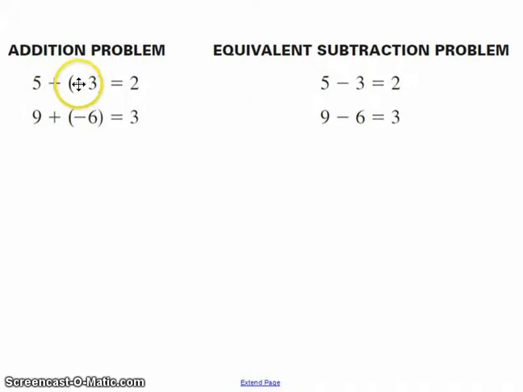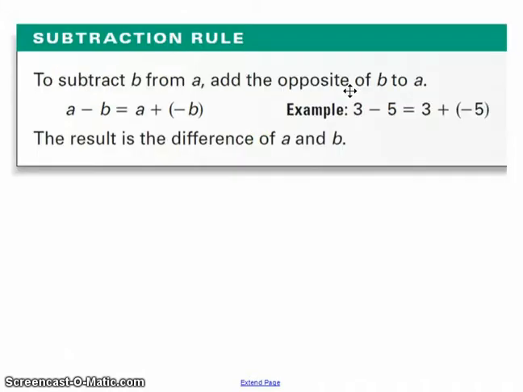So 5 added to negative 3 is the same thing as 5 minus 3. And 9 added to negative 6 is the same thing as 9 minus 6. And notice that you get the same answer either way. You get 2 for both of these, and you get 3 for both of those. This is all part of a general rule, which is that adding negatives is the same thing as subtracting. In fact, there's an official rule for this.